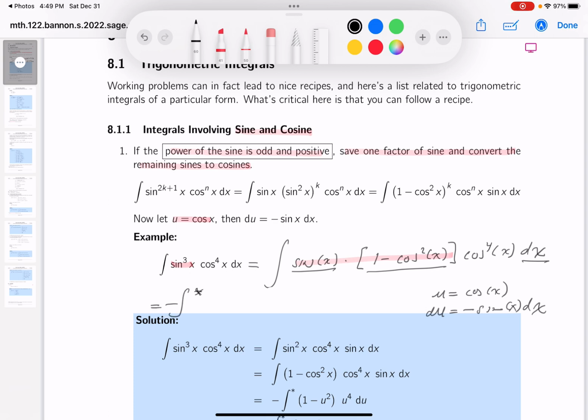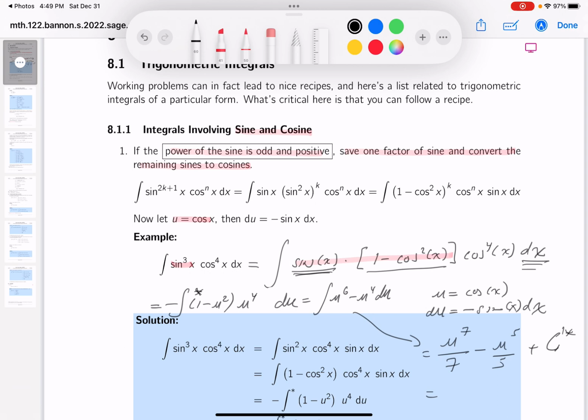Equals minus, and again we said sine x dx was minus du. Put this over here. Then I get 1 minus u squared, again because cosine is u, so 1 minus u squared times u to the 4th. I'm going to simplify this a tiny little bit, and you're going to get u^6 minus u^4 du. I'm going to integrate this. Very simple to integrate now. What do you get? u^7 over 7 minus u^5 over 5 plus some constant of integration.